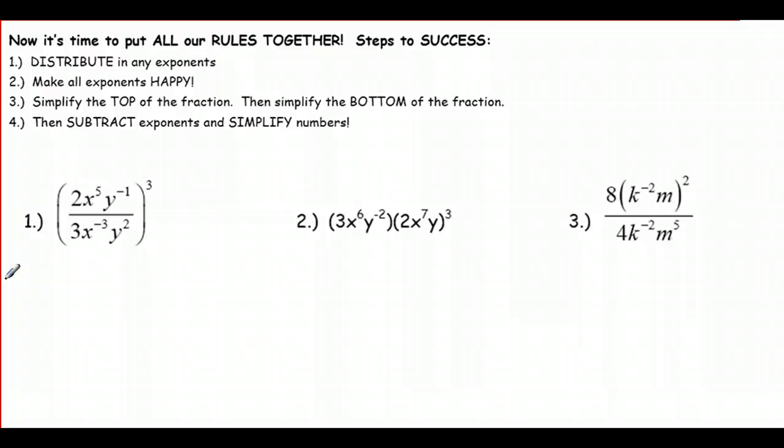Okay, so what we're going to do is combine all of the rules we've learned so far. So we've learned about multiplying powers with the same base. We've learned about dividing powers with the same base. We've learned about having an exponent of 0. And then today we started talking about exponents that are negative. So we're going to put it all together.